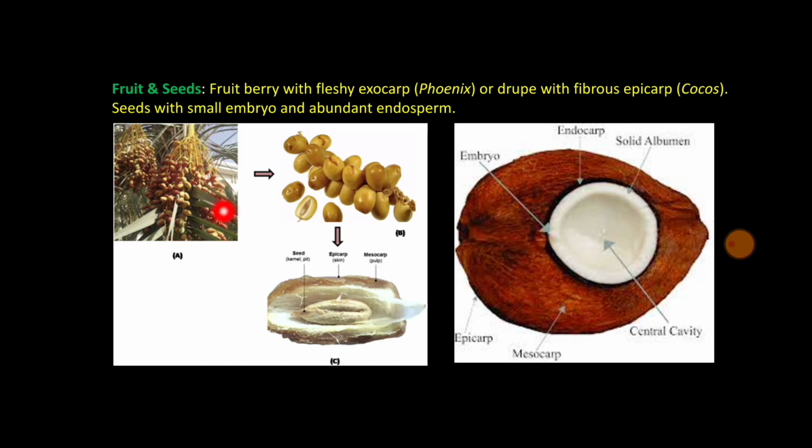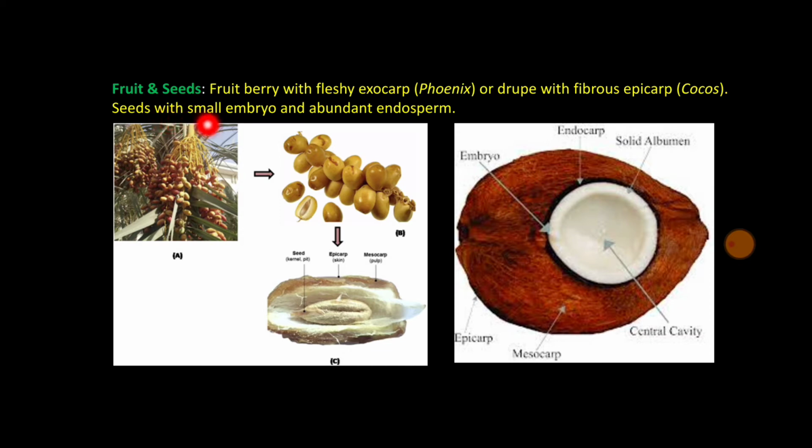Fruit and seeds of family Araceae. Fruit berry with fleshy exocarp, for example in Phoenix. So here in Phoenix sylvestris or Phoenix dactylifera or date palm, the fruit is berry with fleshy exocarp which is edible, or the fruit is drupe in case of coconut or Cocos which is having fibrous epicarp.